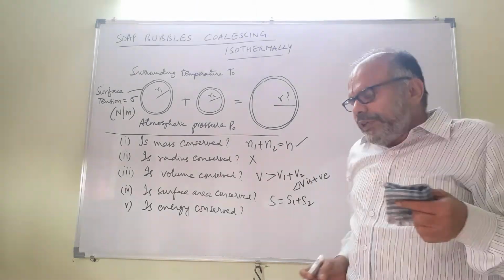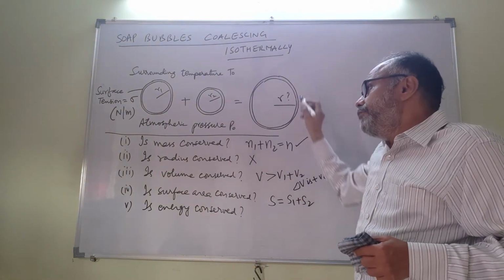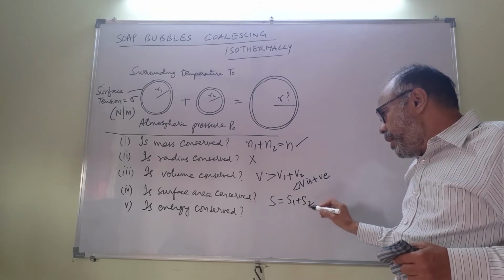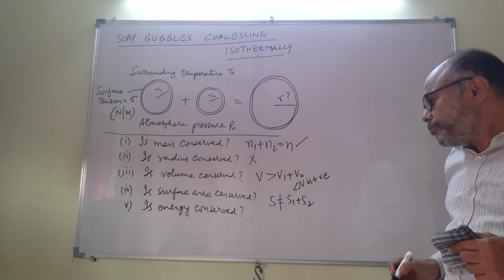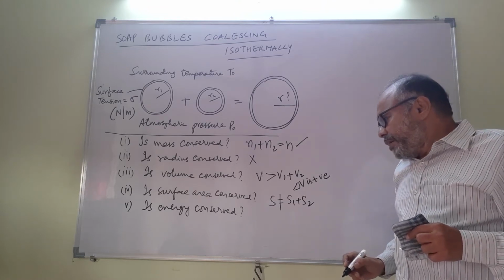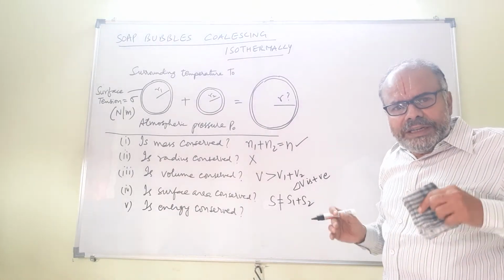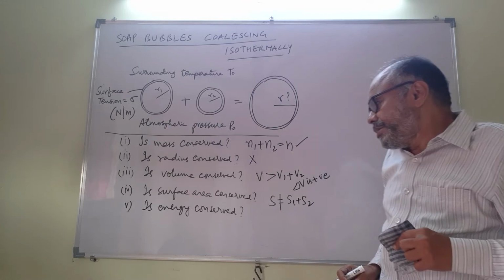Yes. So, therefore, if the bubbles coalesce in vacuum, we will see that this is in fact true. Otherwise, S will not be equal to S1 plus S2. In fact, the surface area will decrease. Why are we saying this?